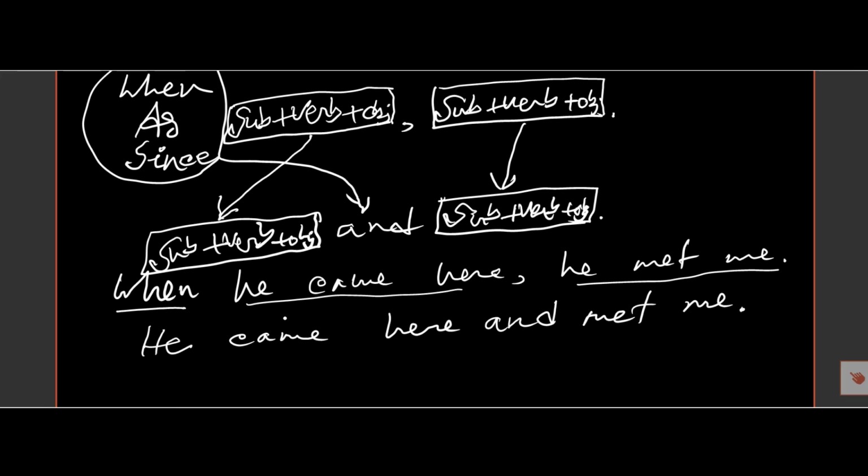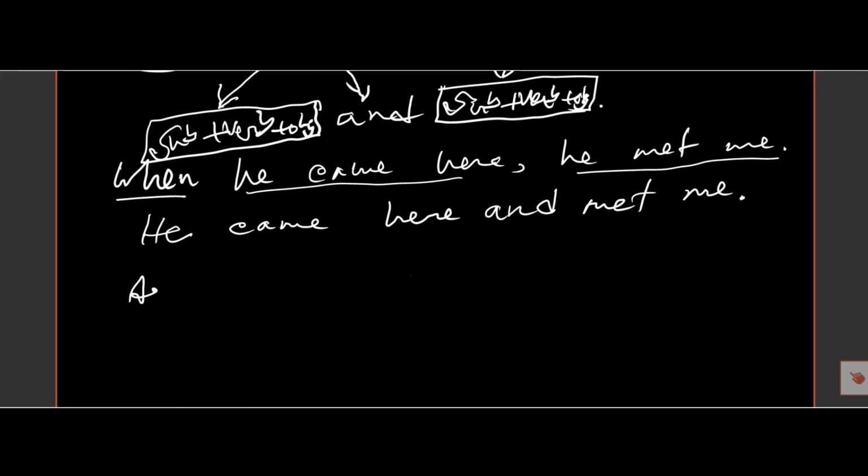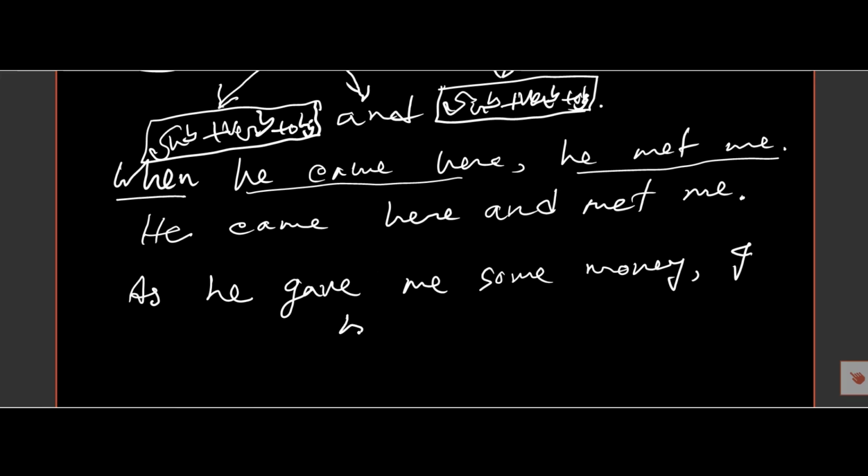Another example we can write here. We can see, as he gave me some money, I bought some books of ICT.